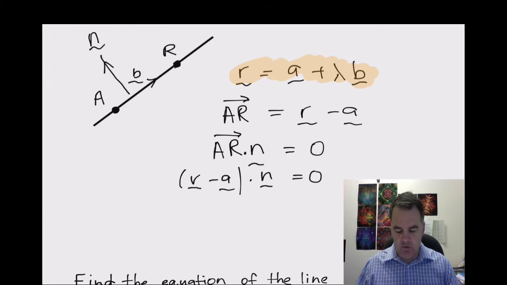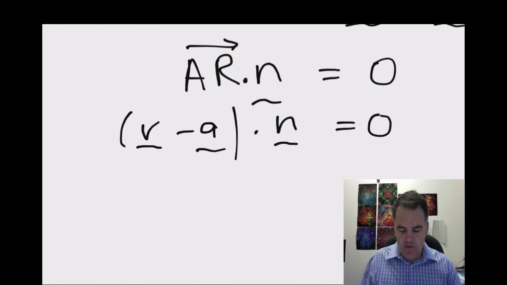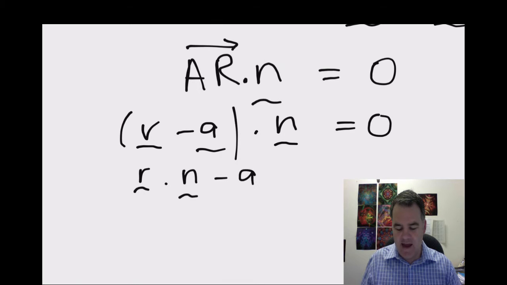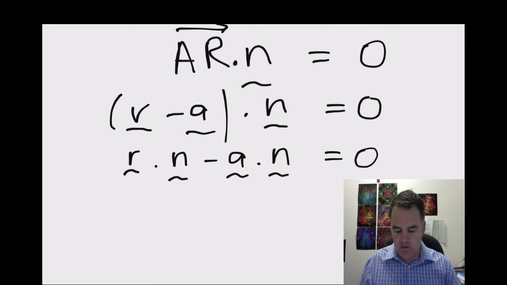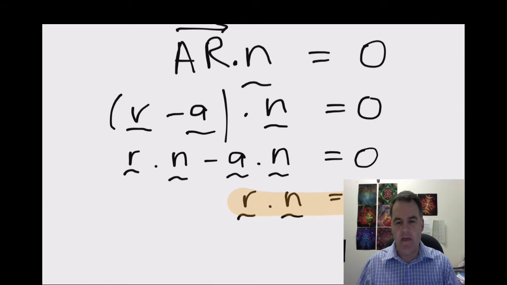Okay, now we can do a little bit of algebra here. We know that when we've got brackets, the dot product works nicely where we can expand the brackets. So this is r dot n minus a dot n equals 0. And then a little bit of rearranging: r dot n equals a dot n. And that looks really confusing, but that is what we'd say is the vector equation of the line written in scalar product or dot product form. Or sometimes we might say it's in normal form.